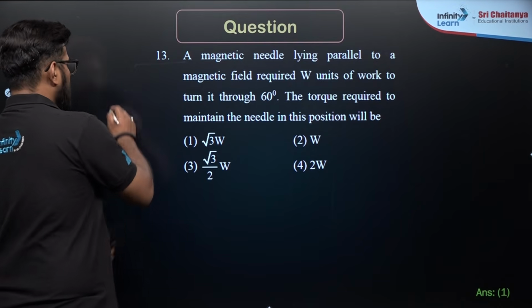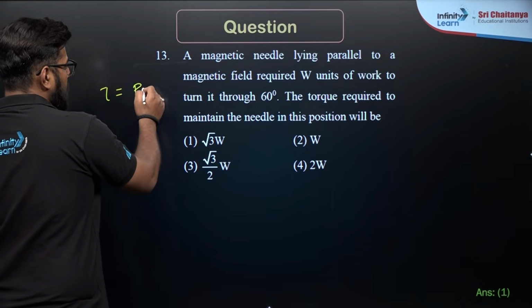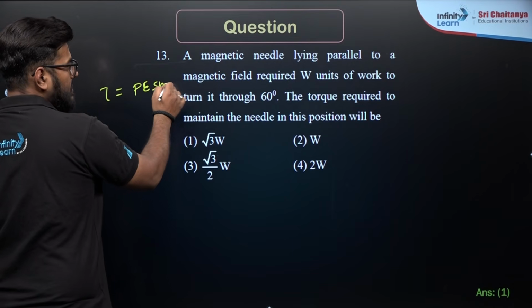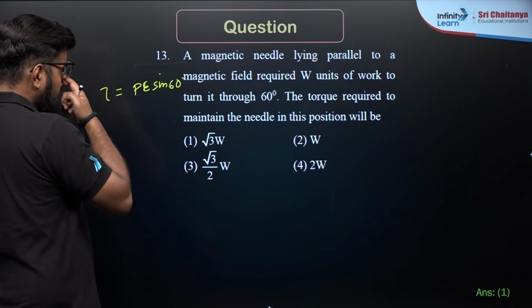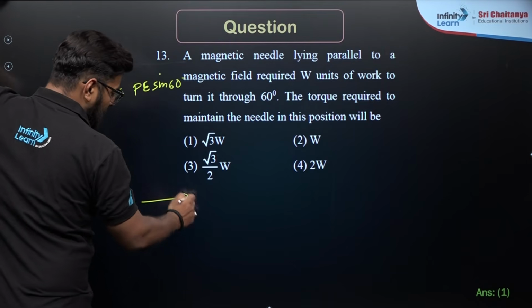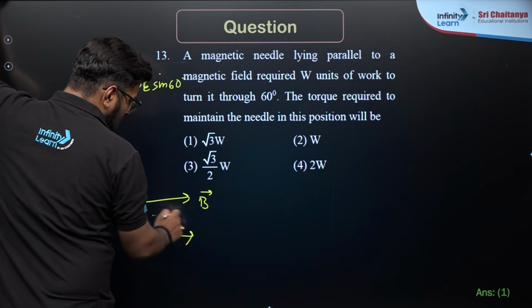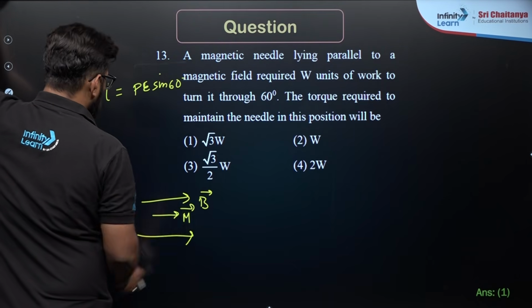The torque required will simply be equal to P cross E. That means PE into sin 60 degree, because initially they both are parallel. The magnetic field line and the magnetic moment are parallel to each other, right?